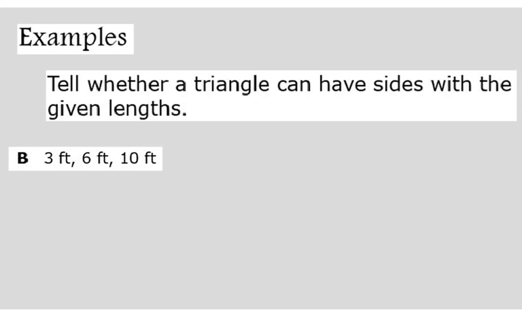All right. Let's take a look at this example. Tell whether a triangle can have sides with the given lengths. We have a 3, a 6, and a 10. Let's start off by adding the first two. We have a 3 plus a 6, and 3 plus 6 equals 9.